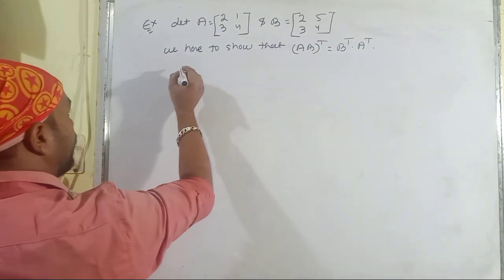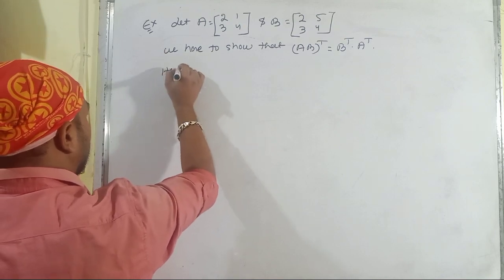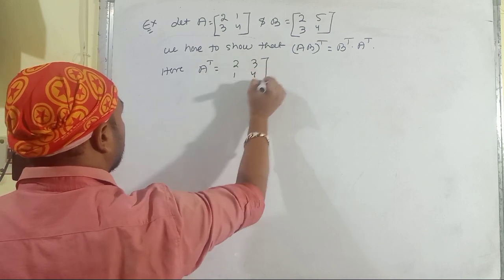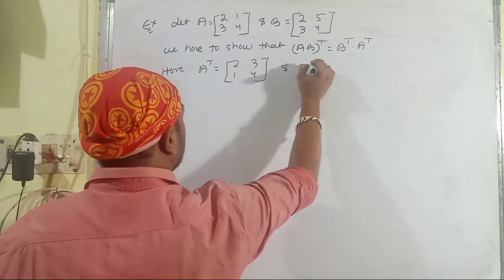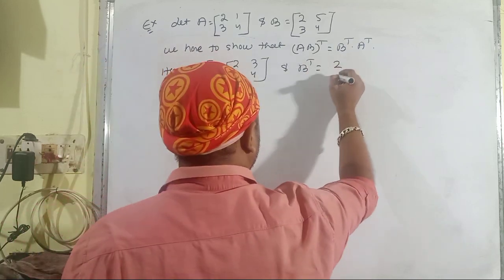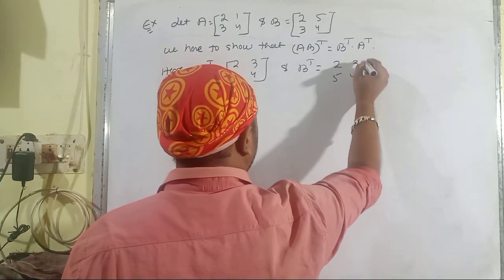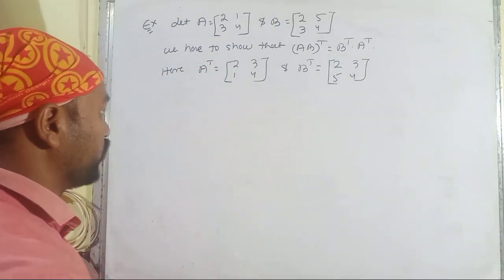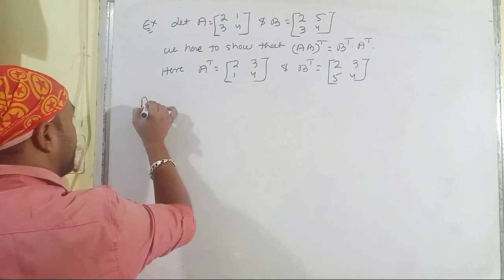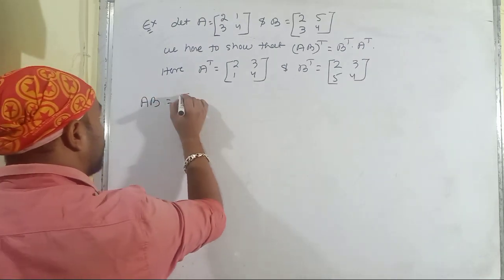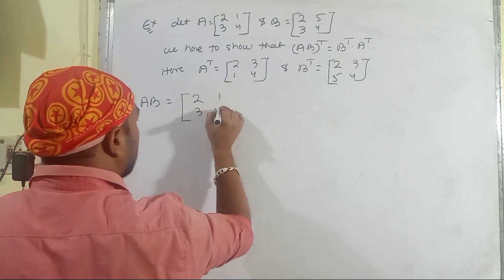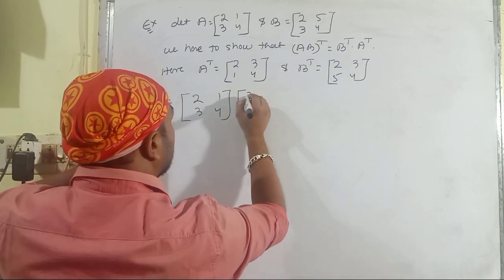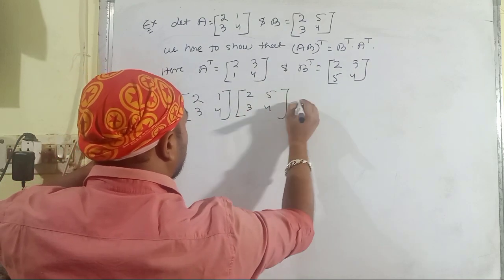First of all we have to find A transpose and B transpose. Transpose of A is equal to 2, 1, 3, 4. Then B transpose is 2, 5 in the column manner and then 3, 4 in the column manner. So here it is A transpose and B transpose. Then we have to find the multiplication of A and B. So it will be 2, 1, 3, 4 multiplied with the matrix 2, 5, 3, 4.